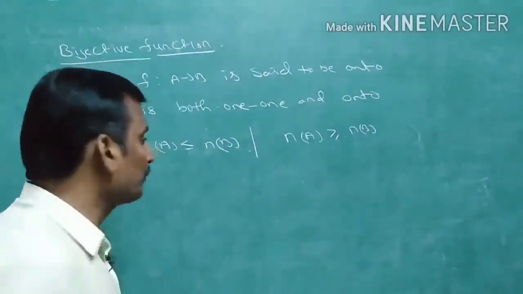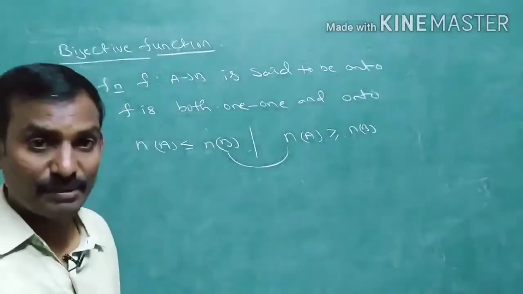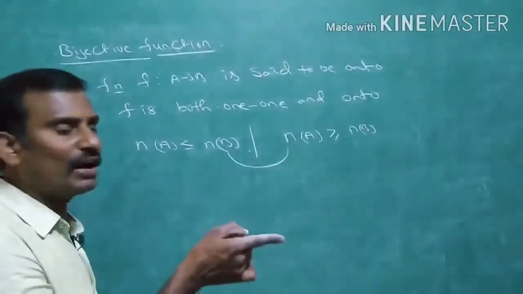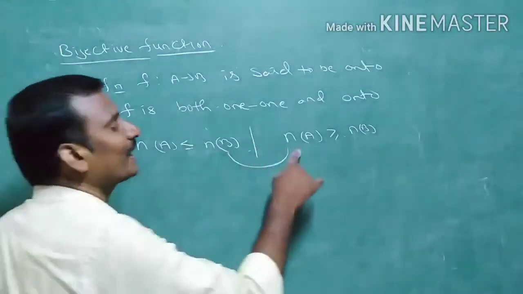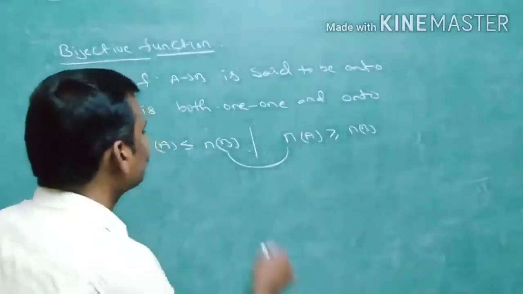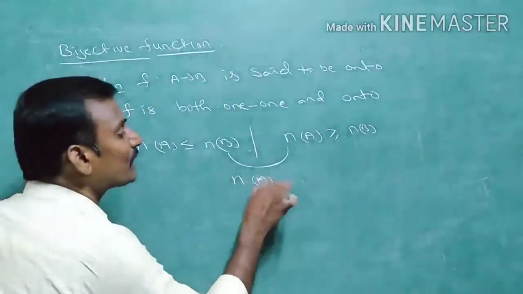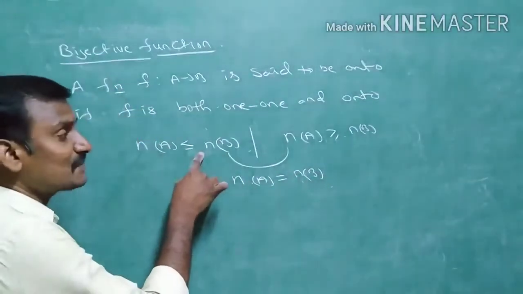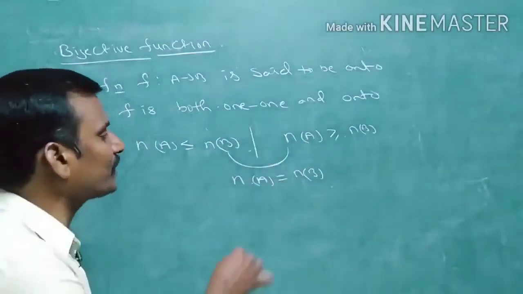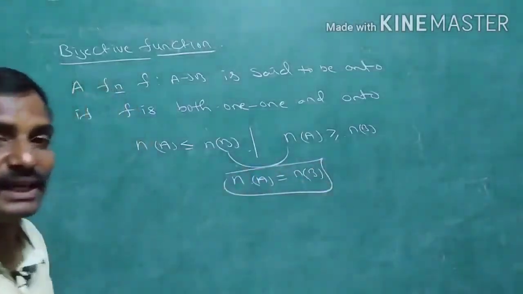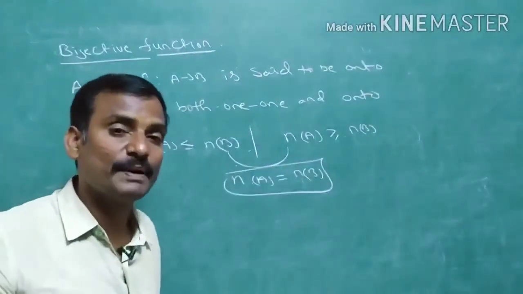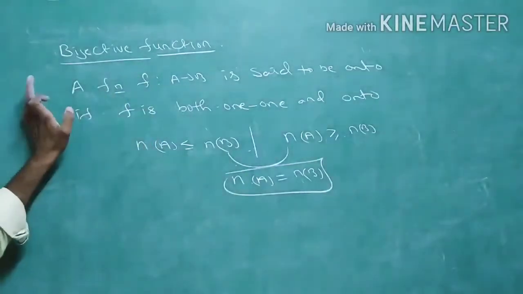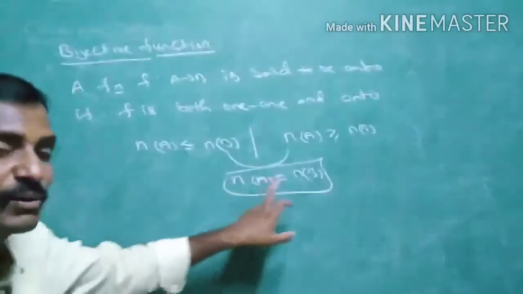If f is bijective, it satisfies both the conditions because f is one-one and onto. Then n(A) is less than or equal to n(B), and n(A) is greater than or equal to n(B). So from these two, we can conclude that n(A) is equal to n(B), because f satisfies these two conditions. The number of elements in set A and set B are both the same for bijective functions. If f is bijective, then n(A) is equal to n(B).